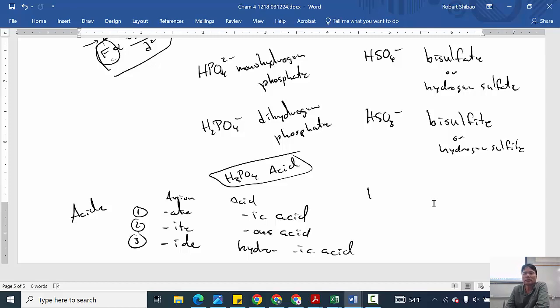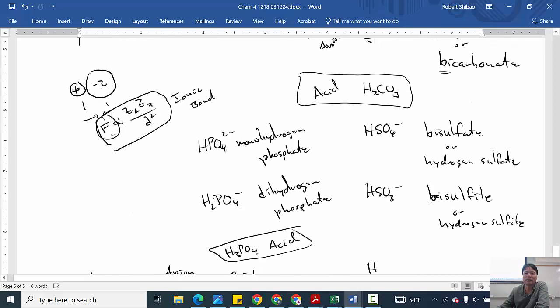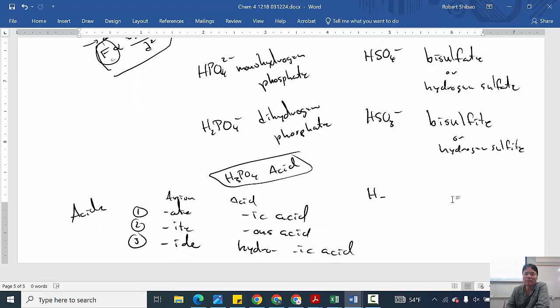And so let's take a look at some of the acids that I said. H2CO3. The anion ends in ate, carbonate. All acids have the same cation. The cation here is H plus. And therefore, the acid name is going to be carbonic acid.